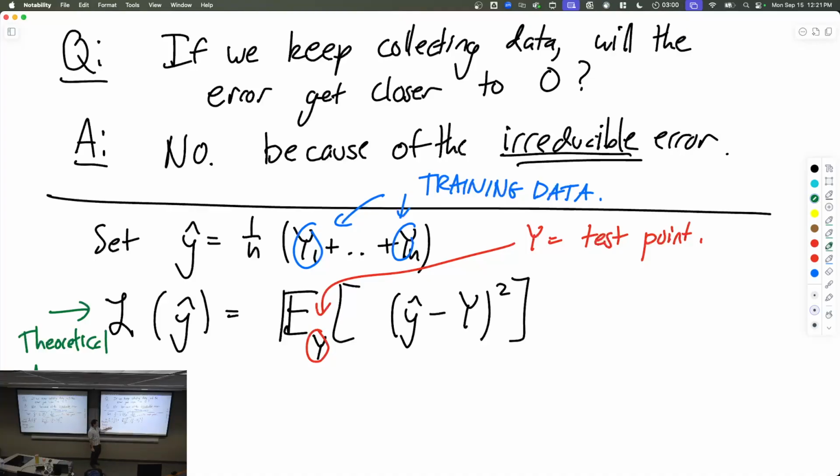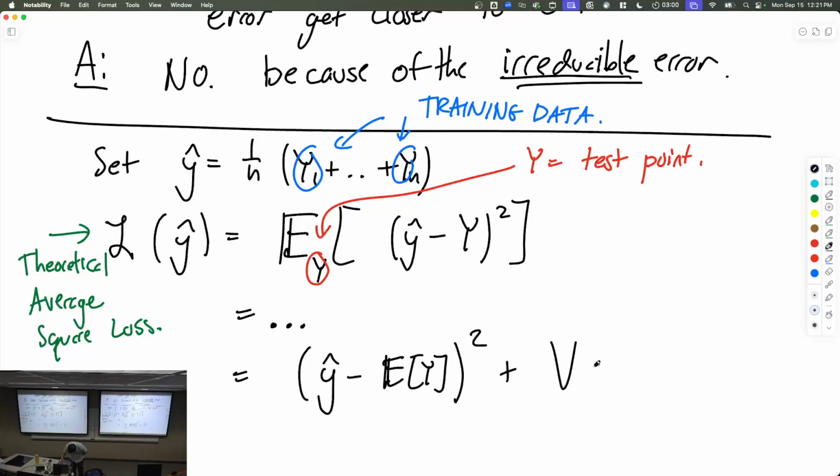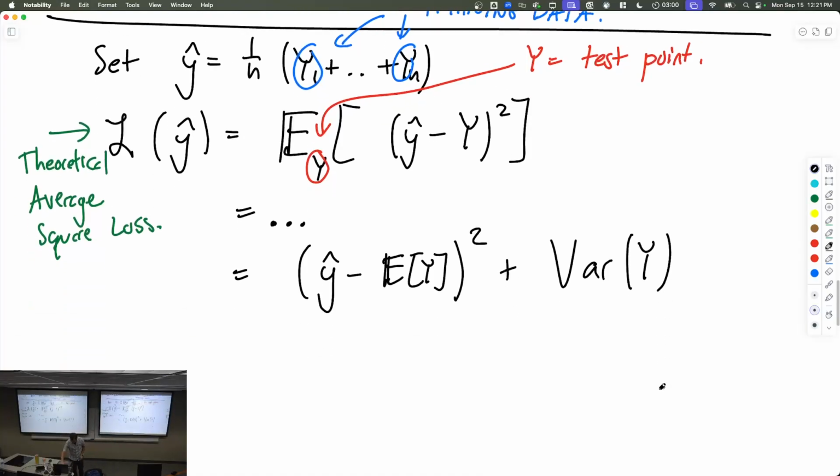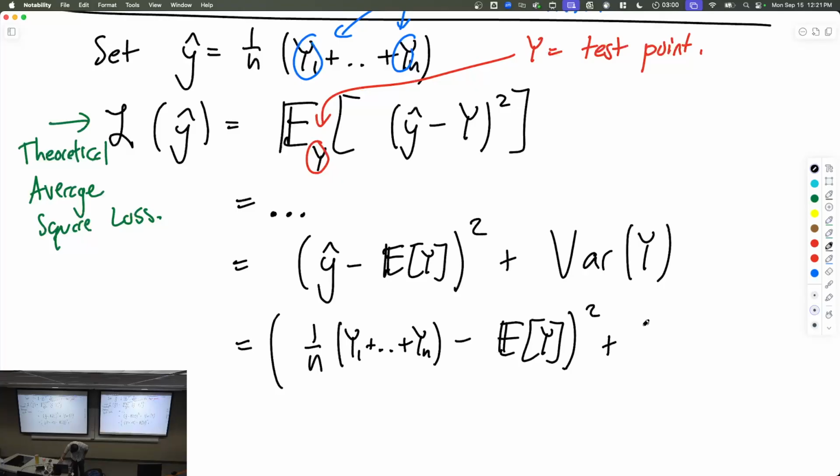Okay, same setup as before. And now we're at an advantage here. We could do a lot of lines of algebra to simplify this, but we just did that. And if you simplify it, after all the algebra from before, this is equal to (y hat minus the expected value of y, the true average) squared, plus the variance of y. That's exactly what we showed a minute ago on the situation where we perfectly knew the dice. And in this case, y hat is this number, so I can just plug that in. So this is (1 over n times y1 plus dot dot dot plus yn, minus the true average) squared plus the variance.